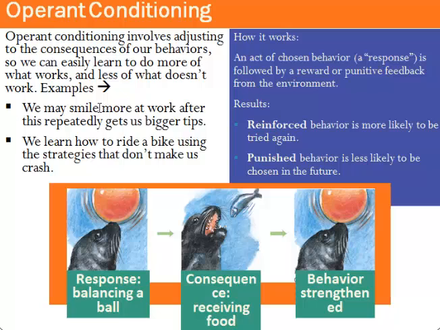We may smile more at work if we get bigger tips. If you're a waiter or a waitress, the more you smile, the better tips you get. Well, that's operant conditioning. That's essentially rewarding behavior, encouraging future behavior. We learn how to ride a bike using strategies that don't make us crash.